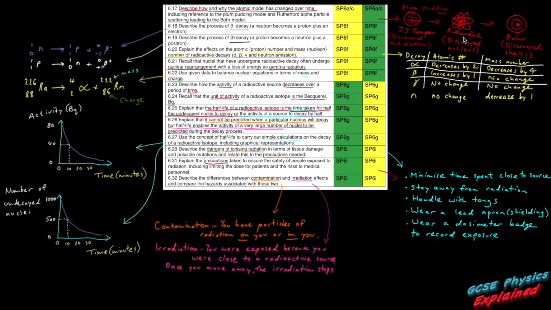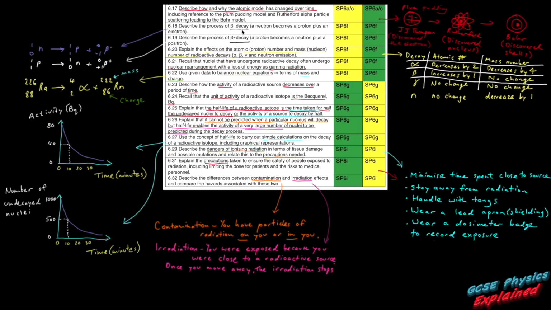And then Rutherford came along with his gold leaf experiment, his alpha scattering experiment, and he discovered the nucleus. So we had most of the mass of the atom in the middle. Niels Bohr came along and discovered that the electrons orbited in shells around the outside. I've got a nice little video all to do with the history of the atom. Check it out if you don't really know what I'm talking about there.